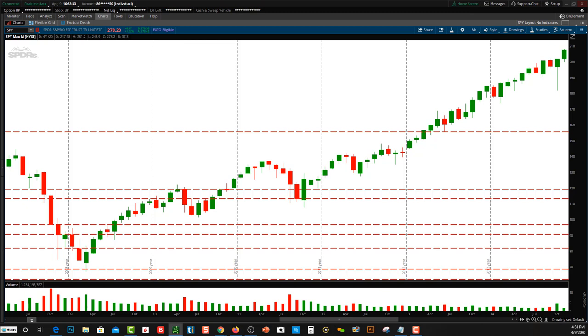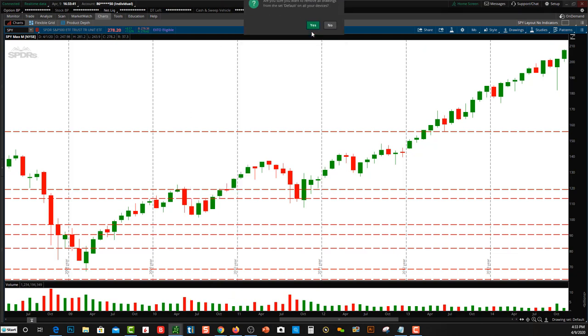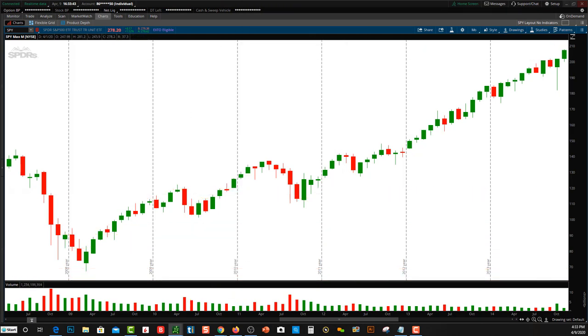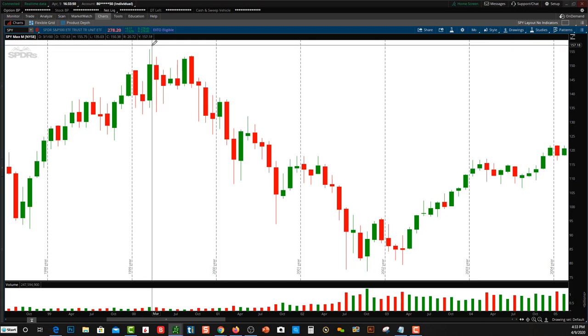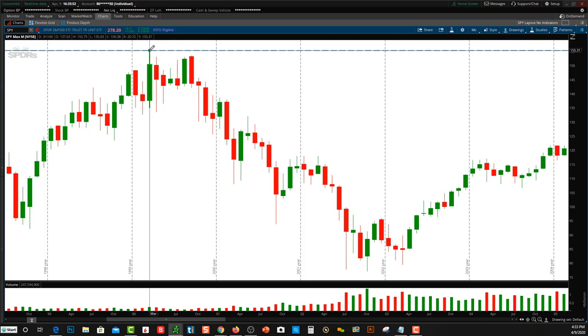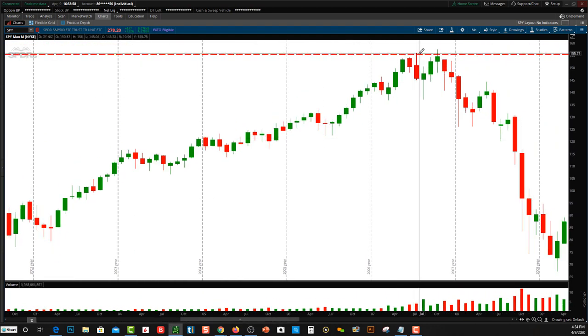Okay, awesome. So now let me reset the chart. I'm going to get rid of the drawings there, and let's go back again to 2000 or the dot-com bubble. Put that line here. Now we don't have to look at all those other ones, and we go back over here and see what happens.